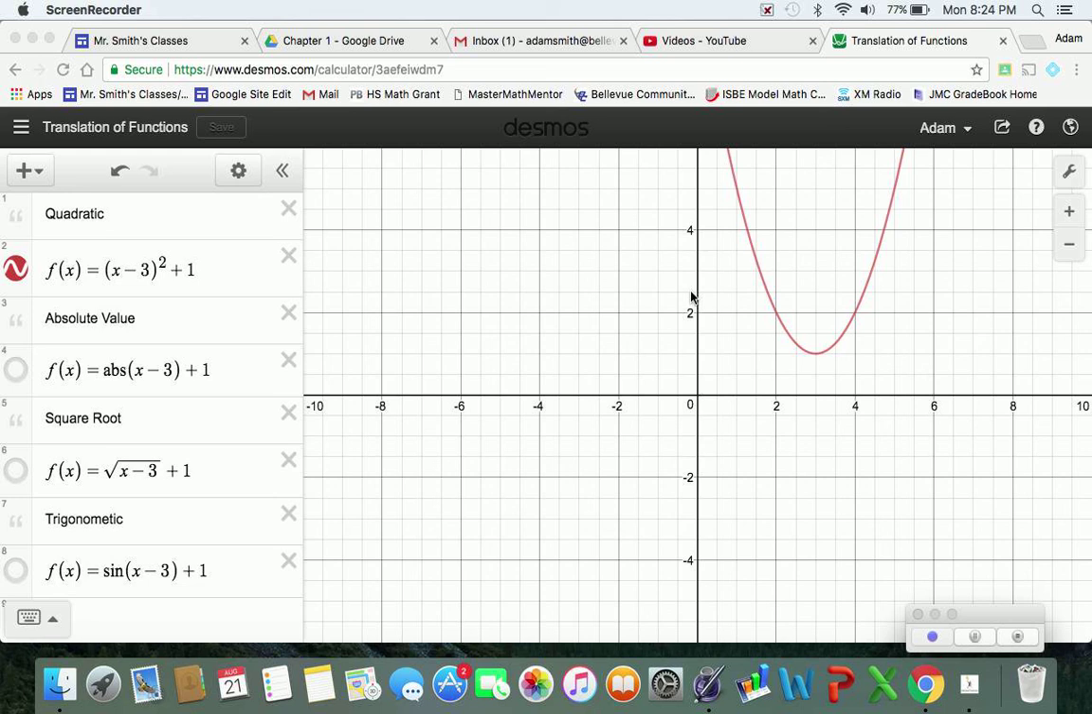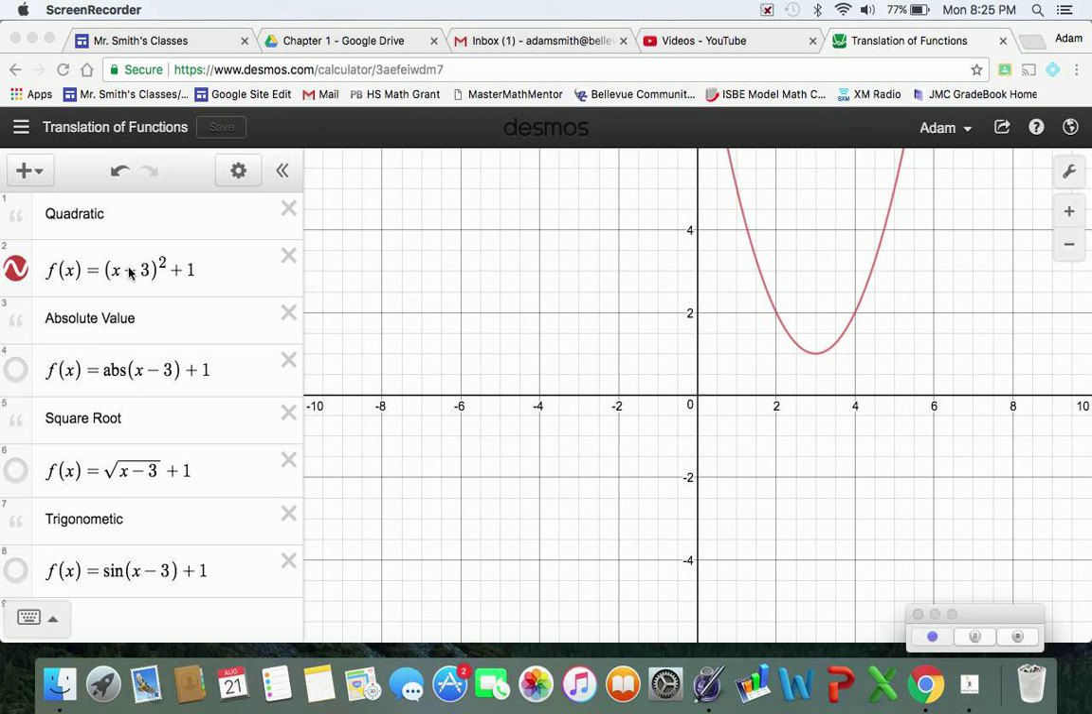Hello. In this video we're going to be taking some of the functions we talked about last time and translating them, that is sliding them up, down, left, and right on our coordinate plane. So I have a quadratic function here. Notice it's the quantity x minus 3 quantity squared, so I do indeed have an x squared in there if I were to multiply that out.